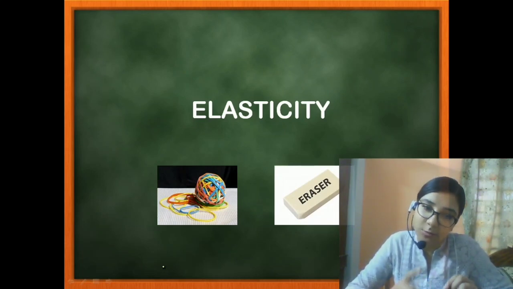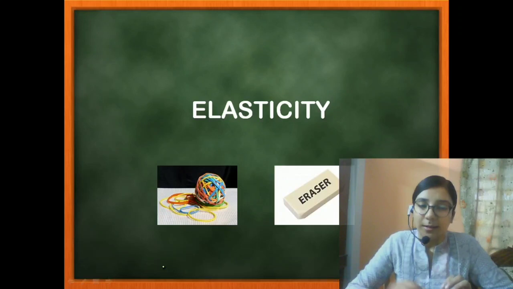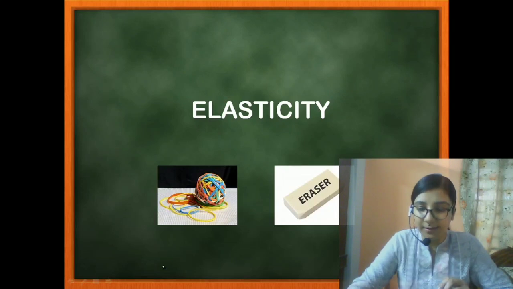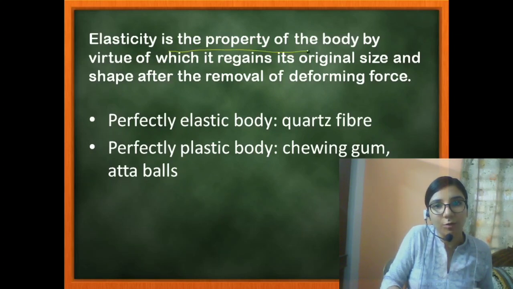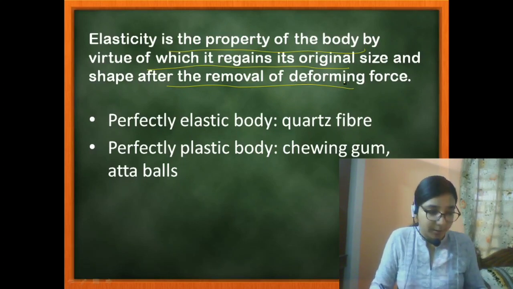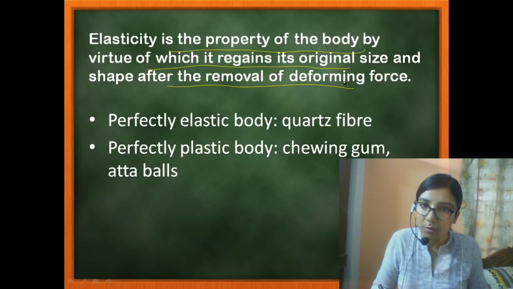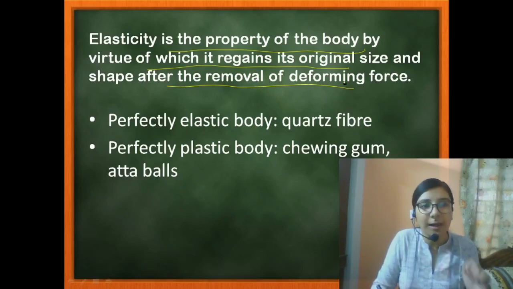So here in elasticity, what we do is we apply some deforming force on the object, it gets deformed, and when we remove that deforming force, it will return to its original shape and size. Okay, so let's see the definition of elasticity. Elasticity is a property of the body by virtue of which it regains its original size and shape after the removal of the deforming force. Is it clear? When we apply the force, the object gets deformed, and when we remove the force, it will regain its original size and shape because of the property which is called elasticity.